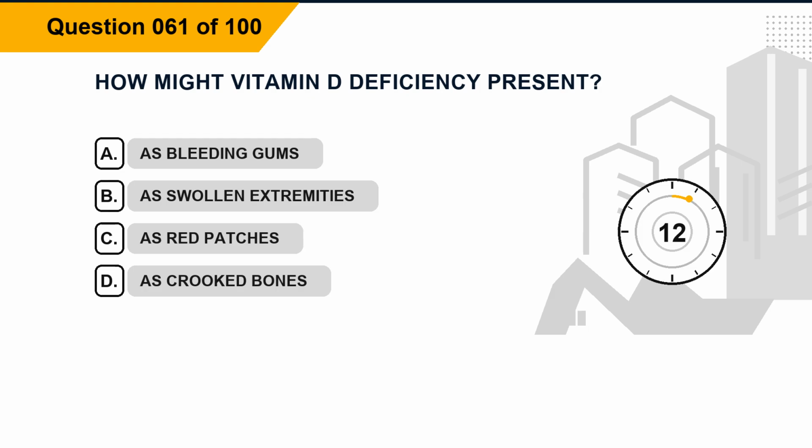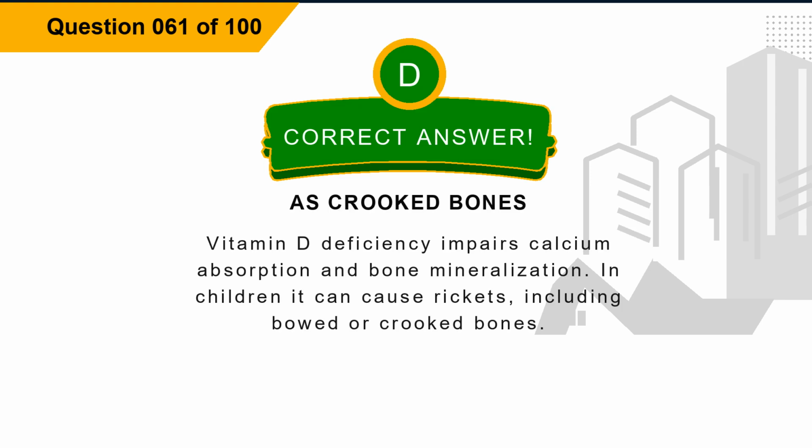Question 61. How might vitamin D deficiency present? Option A, as bleeding gums. Option B, as swollen extremities. Option C, as red patches. Option D, as crooked bones. The correct answer is option D, as crooked bones. Explanation. Vitamin D deficiency impairs calcium absorption and bone mineralization. In children it can cause rickets, including bowed or crooked bones.